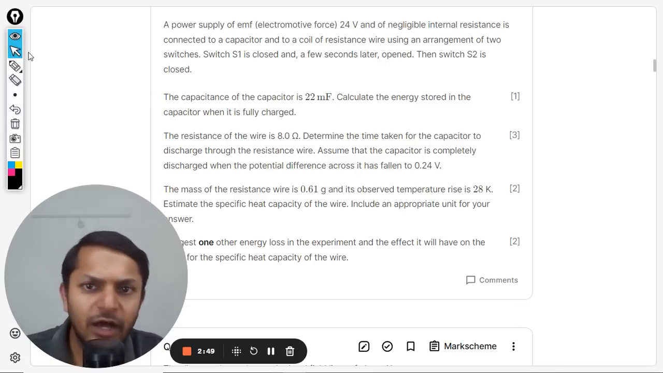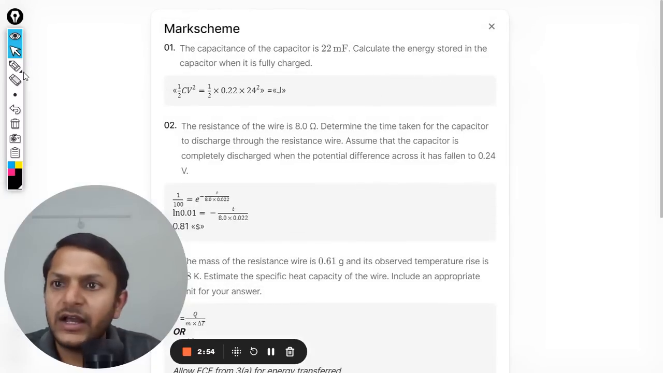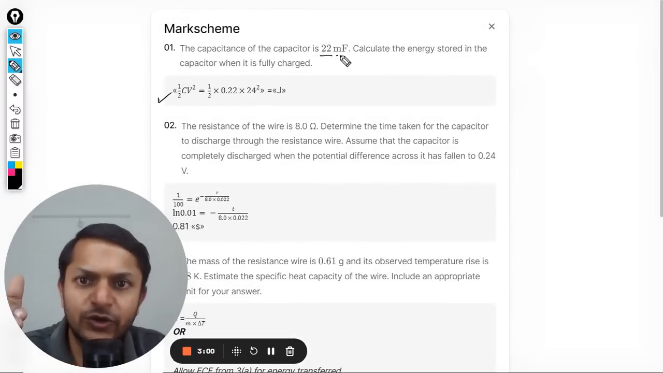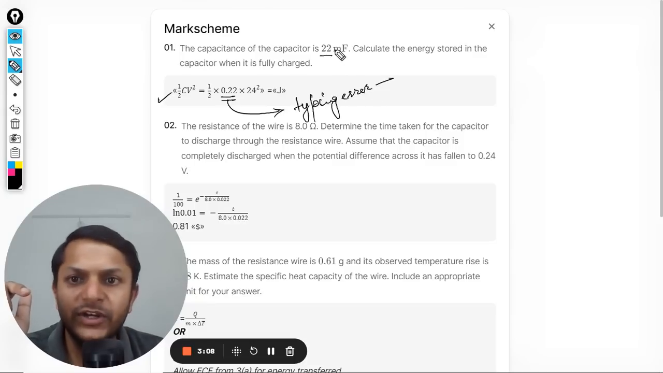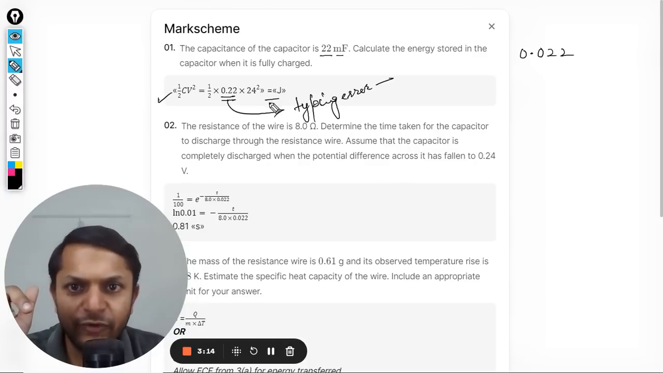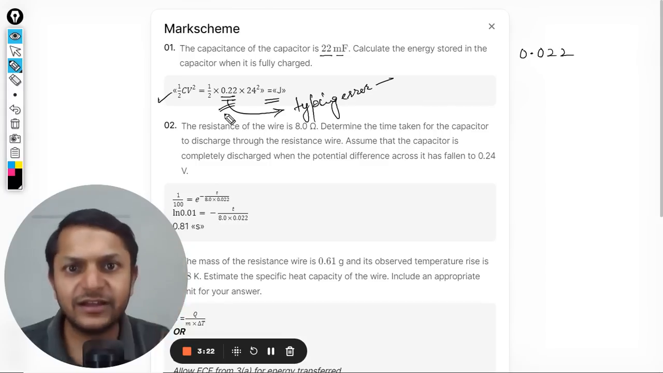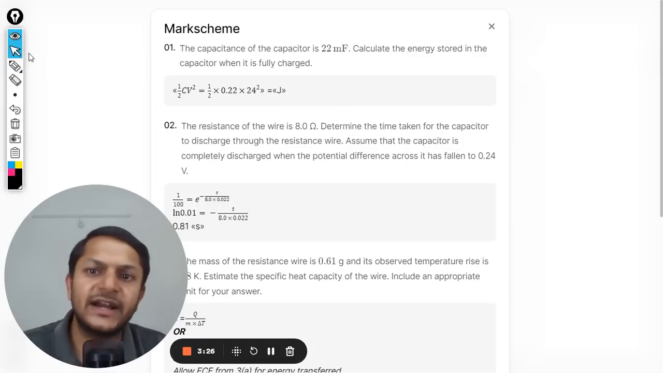So this is how we do it, half CV squared, let us see what they are doing. Yes, they have done the same thing, half CV squared, and this is 22 milli. I think there is a typing error here. 22 milli has to be converted to 0.022, but they have not even written the answer there. So whatever answer you get, that answer will be written here. In the mark scheme there is a clear-cut typing error, so don't be confused about it. Let us now move to the next question.